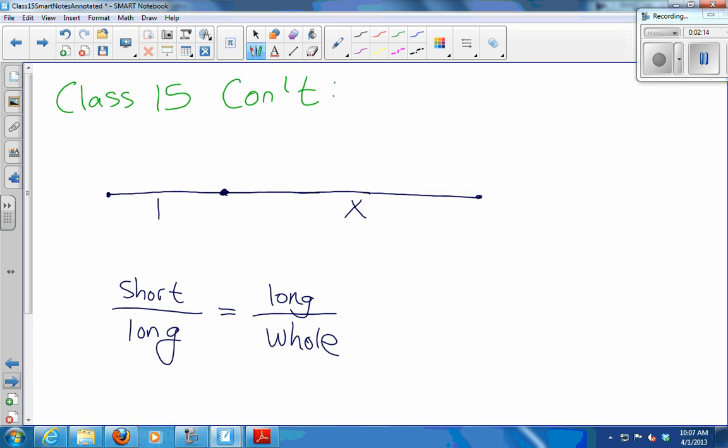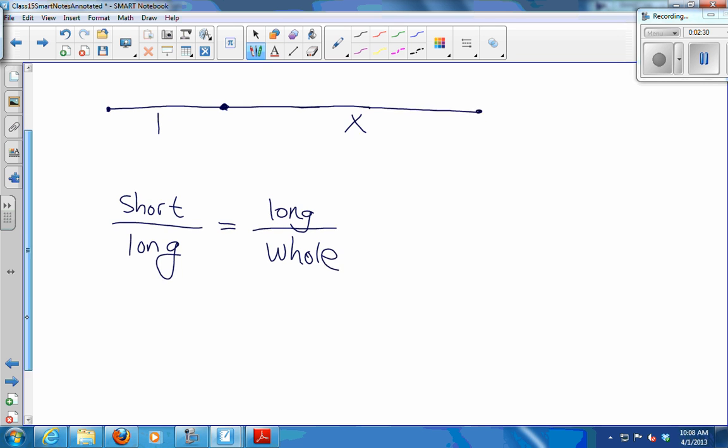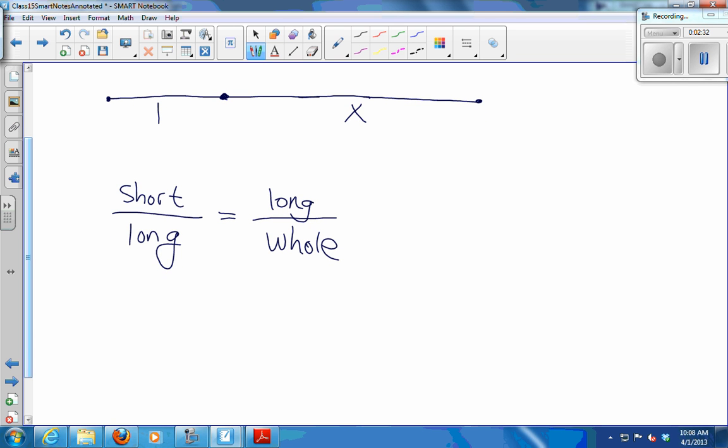So to the Pythagoreans, this would have been divine, right? They would have said to have this cut in such a way would be really beautiful for them. So if I'm going to set up an equation based on this proportion, my short piece is 1 and my long piece is x. And what's the length of my whole line? 1 plus x.